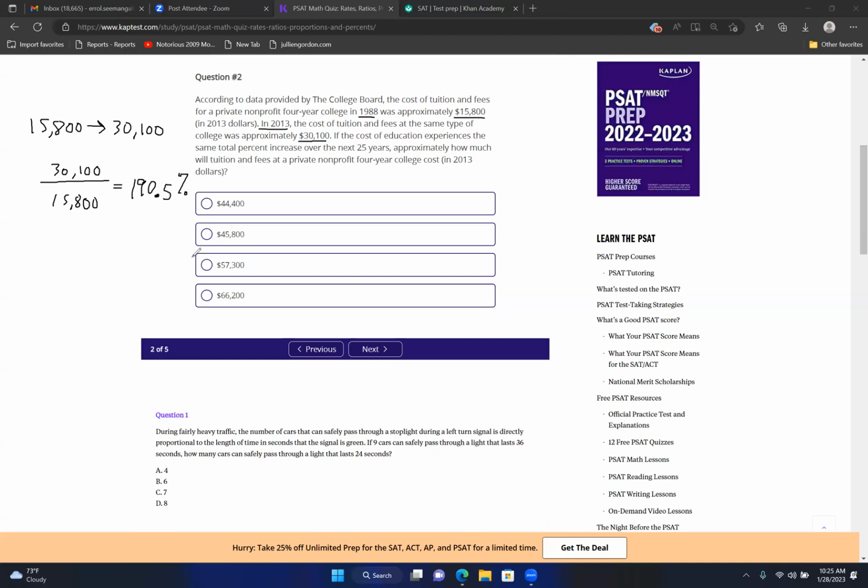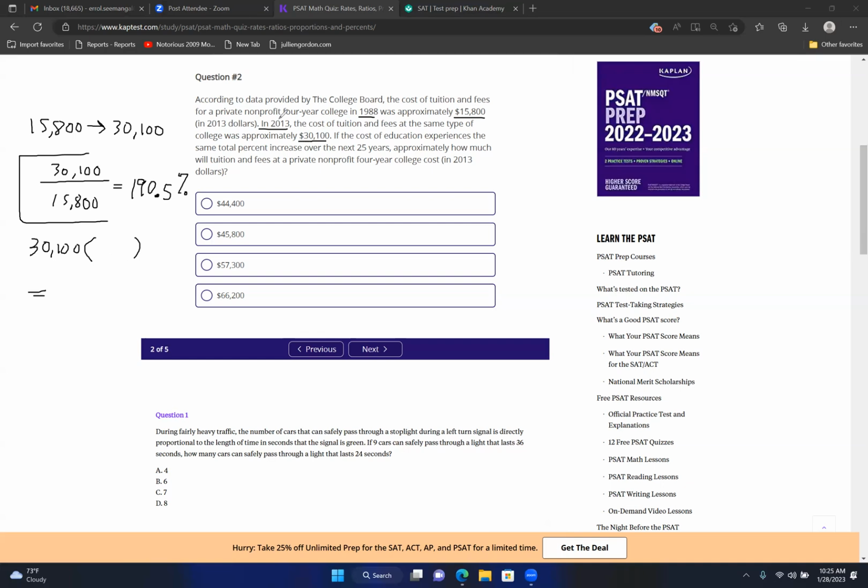Okay, almost double. So now it's going from 30,100. Now it's increasing again, another 190.5%. So what number do we multiply this by to get the answer? What number goes right here? 190.5. That would actually be the decimal number. When you divide this right here, you get 0.1905, right?